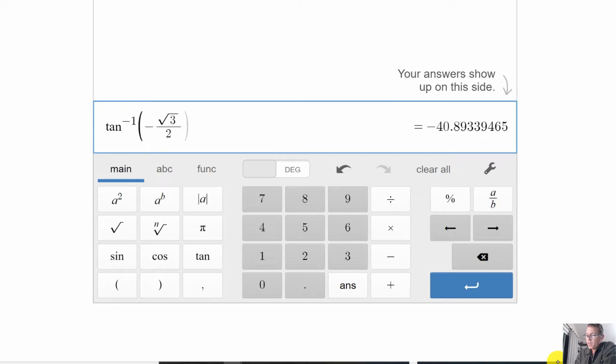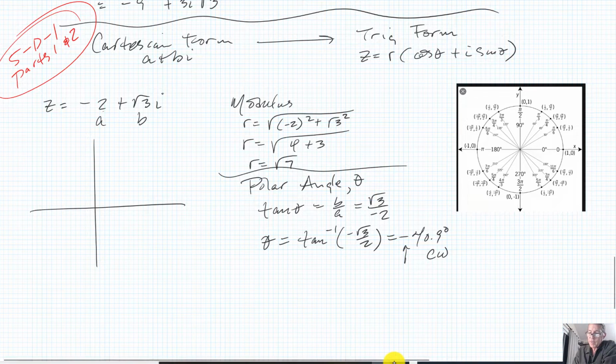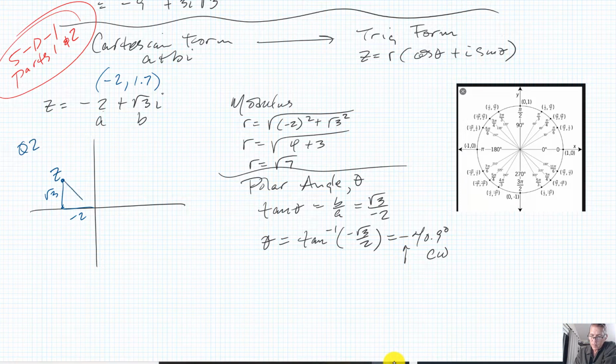Okay, now this is negative 40.9 degrees. We're going to round it to the nearest tenth. So negative 40.9 degrees, and because of the negative angle, this is a clockwise rotation. Let's go ahead and sketch this. If you're going to graph this, you're going to graph negative 2 comma about 1.7, since root 3 is about 1.7. So you go left 2 units and up, not as far. So left 2, up root 3. You're about right here. You're in quadrant 2, and theta happens to be a quadrant 2 angle.